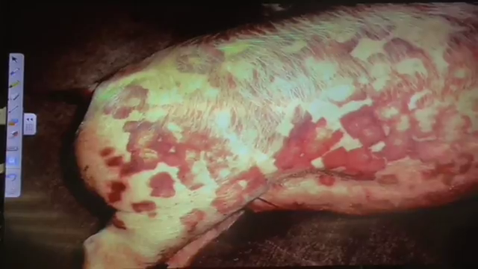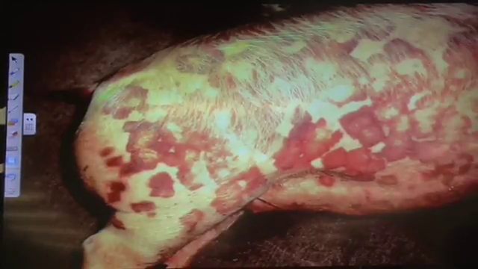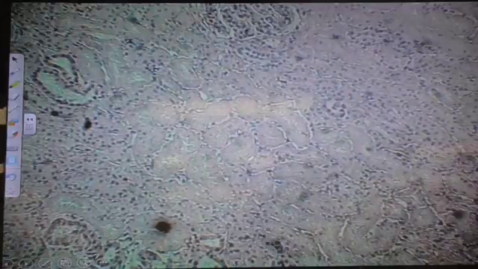All right? Yes, ma'am. I'm confused about the last slide. I'm not sure what you were asking when you were talking about the proximal convoluted tubules. Okay, so you see these tubules here? Yes. The ones in the center? Yes. These are proximal convoluted tubules.